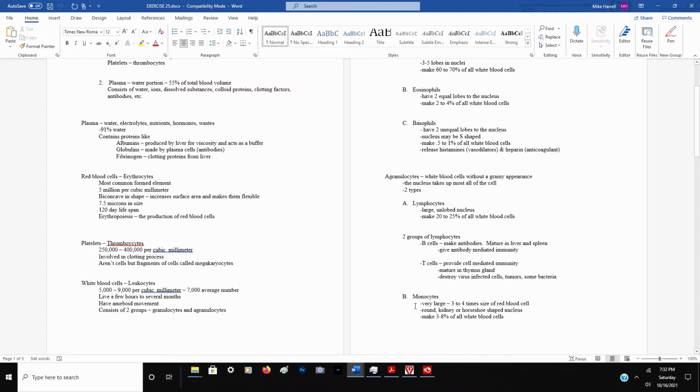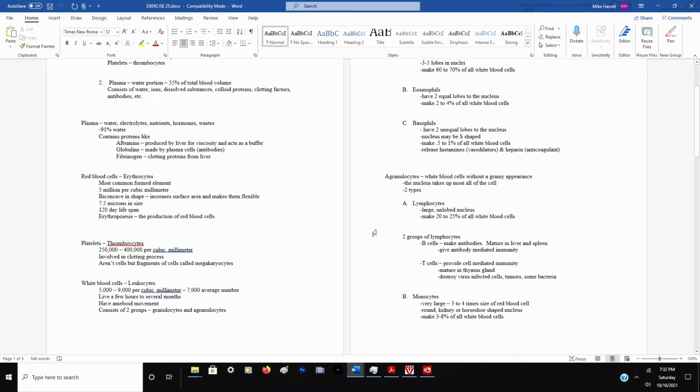Now, a monocyte might not just have that big round nucleus. It might also have a nucleus that looks like a horseshoe shape. They say kidney bean shape, same thing right there. And often 3 to 8% of your white blood cells are of the monocyte type.